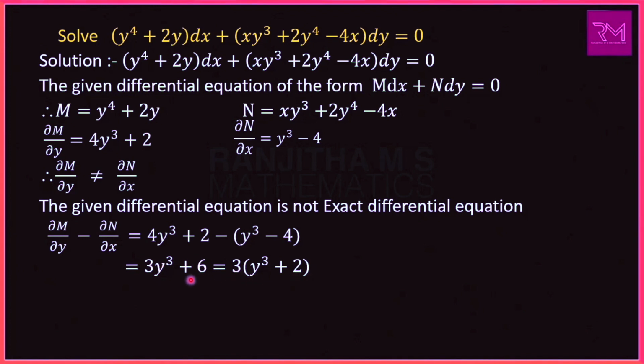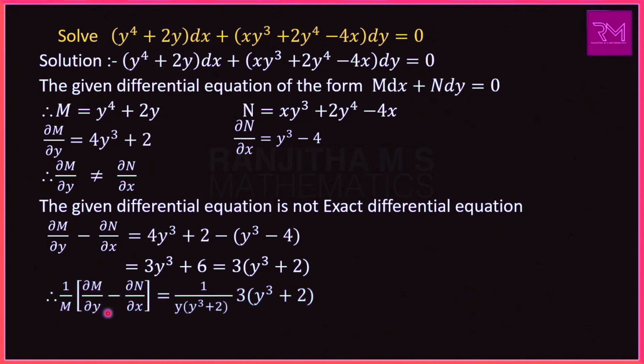So observe that the ∂M/∂y - ∂N/∂x value is this. This is close to the value of M. If we take y common in M, we get y into (y^3 + 2). Hence this is the same as this. Hence we have to multiply this ∂M/∂y - ∂N/∂x value with 1 by M. Hence we get 1 by M value as 1/(y(y^3 + 2)).